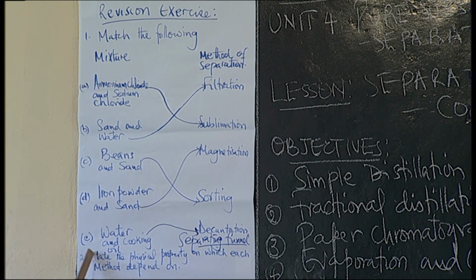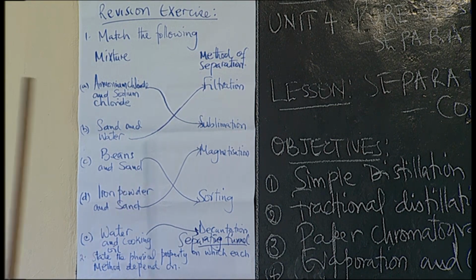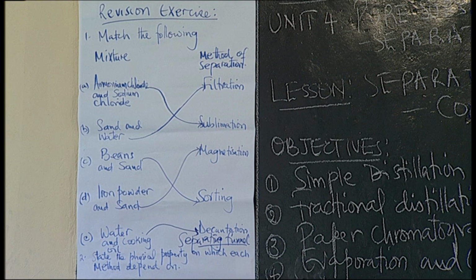So here we are, number 2. They say state the physical property on which the method depends. Each of these methods has its physical property. So when you look at filtration, which physical property are we using here? We are using solubility here.